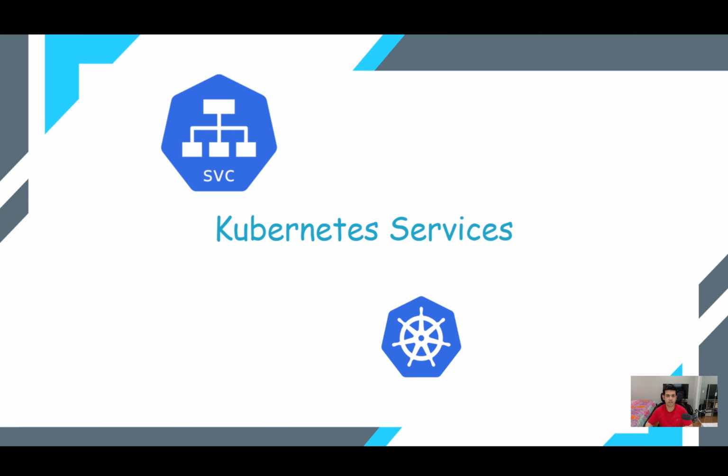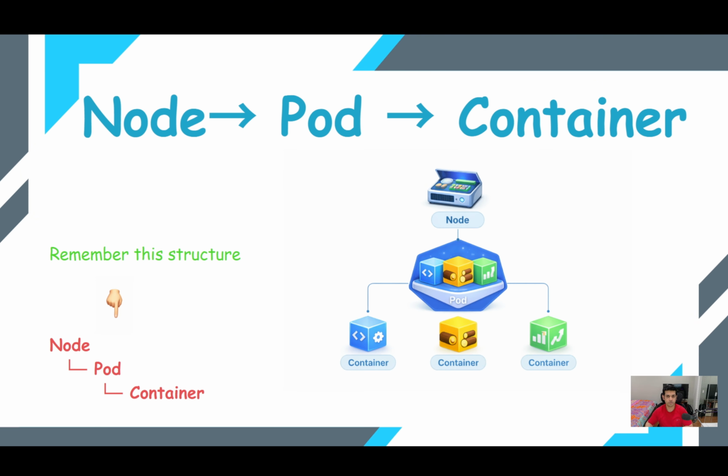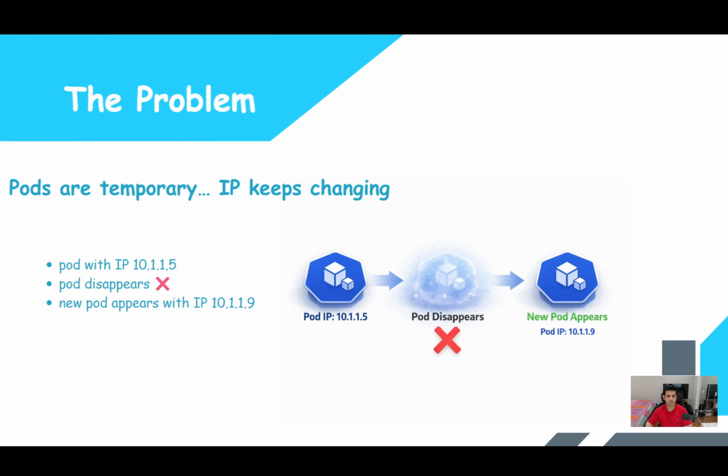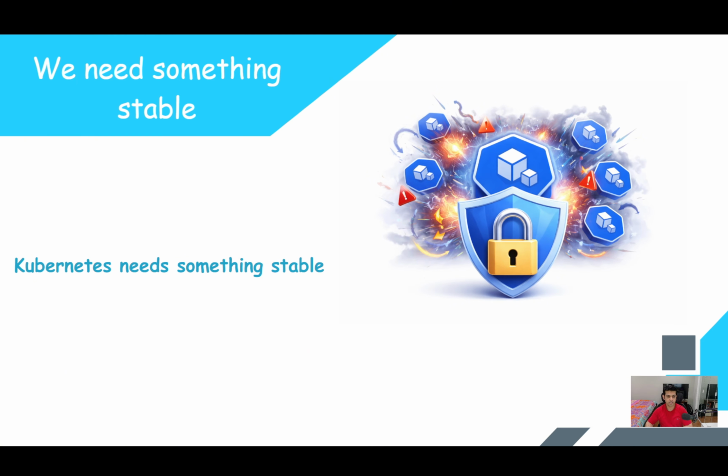But before we do that, let's recap what we discussed in our last video. So a container runs on a pod and pods run on a node. Let's understand the problem first. Pods in Kubernetes are temporary. A pod can crash, a pod can restart, a pod can get a new IP address. So today, your app might be running on one IP, tomorrow a completely different IP. Now imagine giving this IP address to users. Every time the pod restarts, your app would break. So Kubernetes needs something stable, something that does not change.